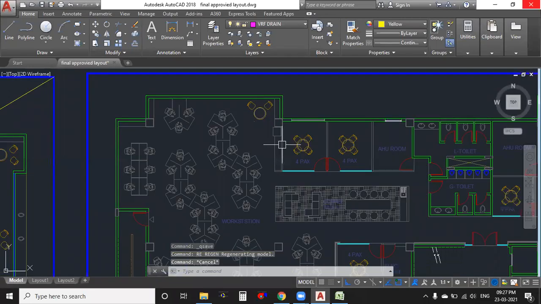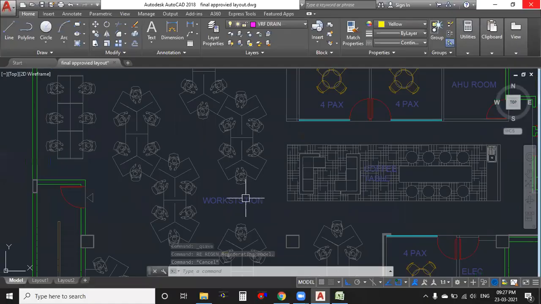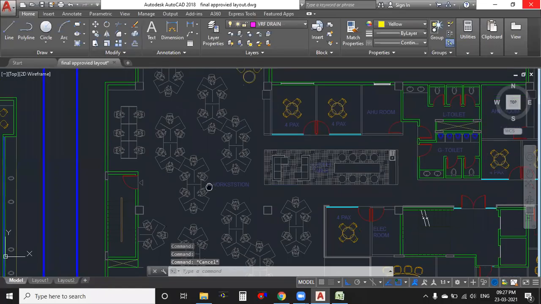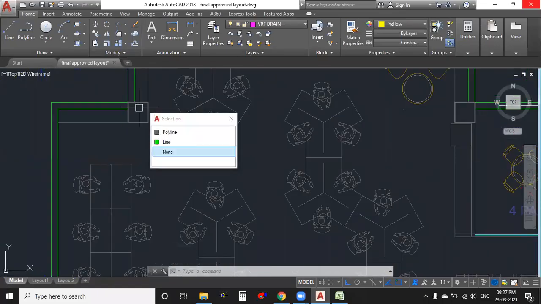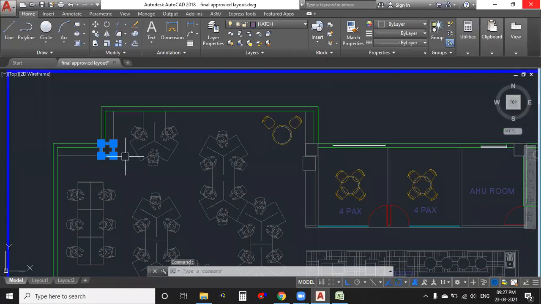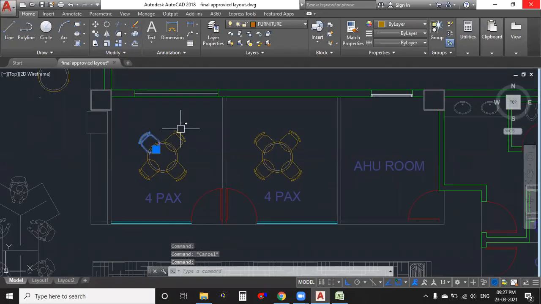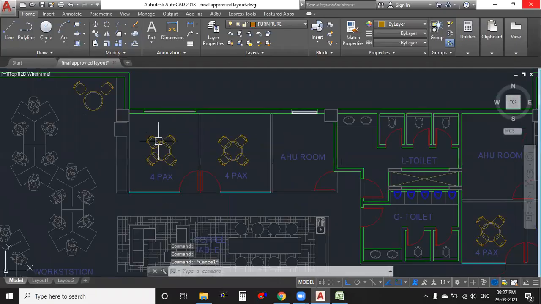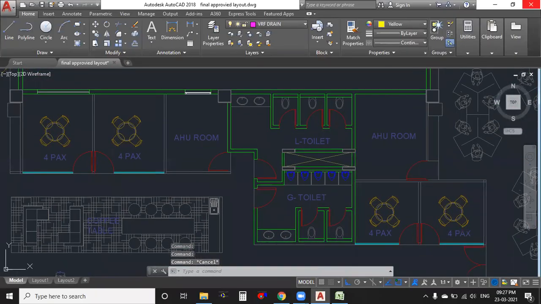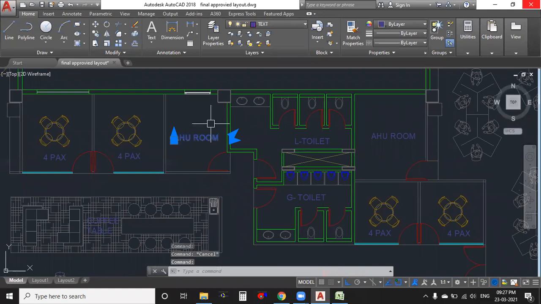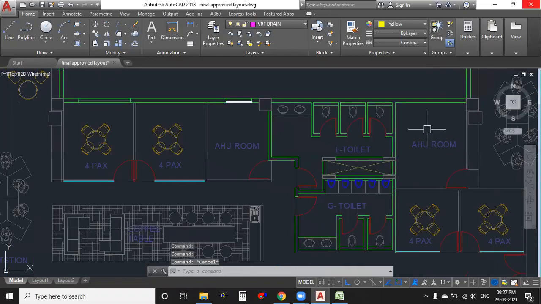If you see here, I have workstations with persons, and in a workstation I can easily check how many persons are sitting. These are pillars, meaning columns. And here we have a 4-pack room, where 4 people can sit. Here we have toilets. If you see here, we have AHU rooms. This is where we would keep our equipment if we were working with AHU. But in this file, we are going to work with VRF, so we are not going to utilize these AHU rooms.